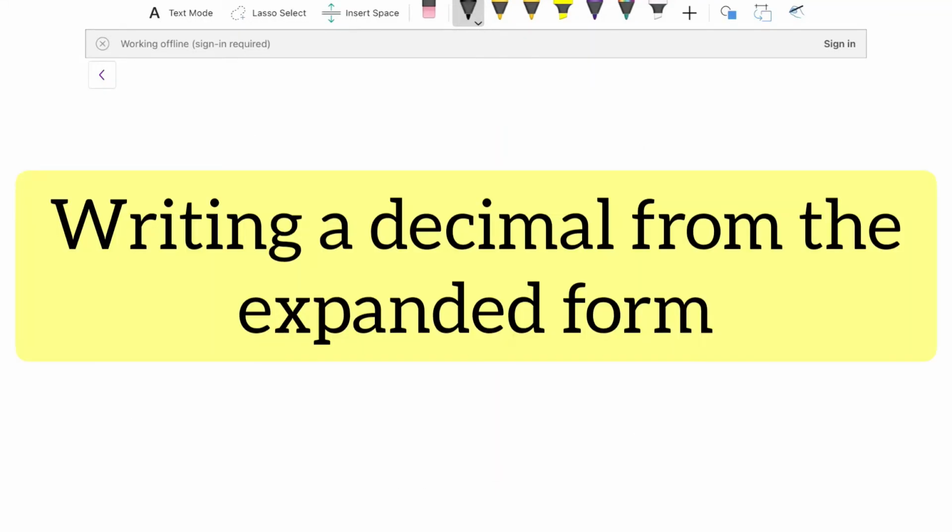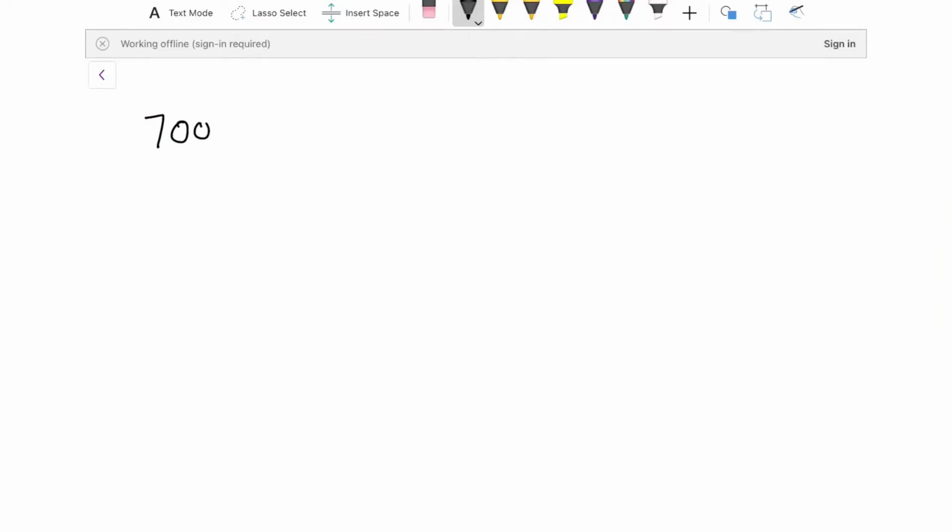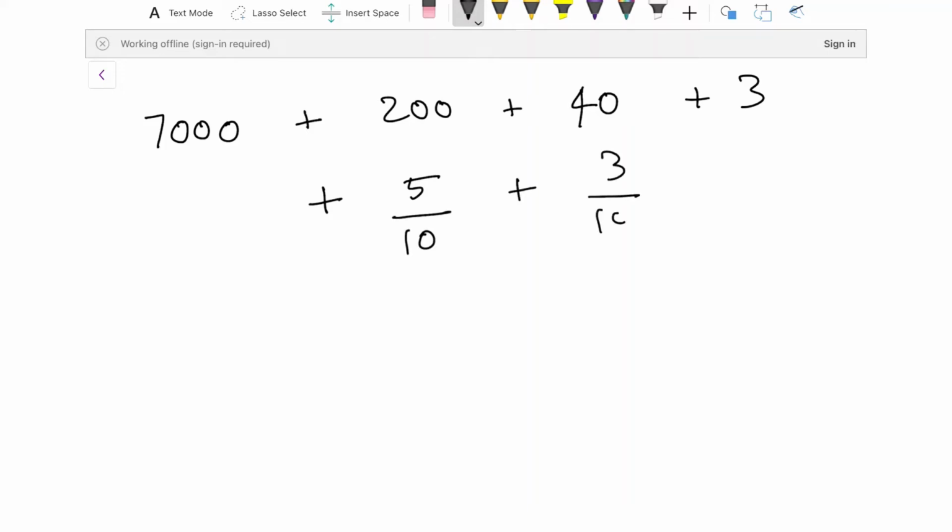Now let's see how do we write a decimal from the expanded form. Let's take this example. 7,000 plus 200 plus 40 plus 3 plus 5 by 10 plus 3 by 100 plus 2 by 1000. This is your expanded form. Now go ahead and write the decimal form.